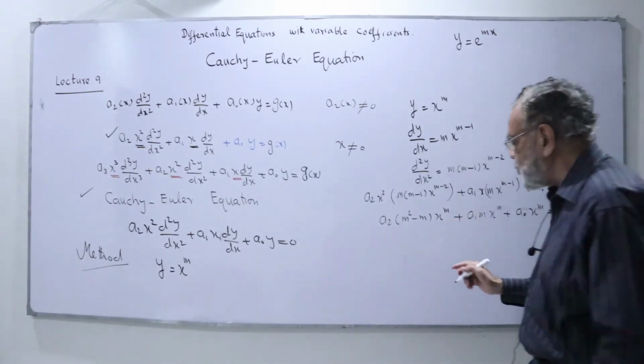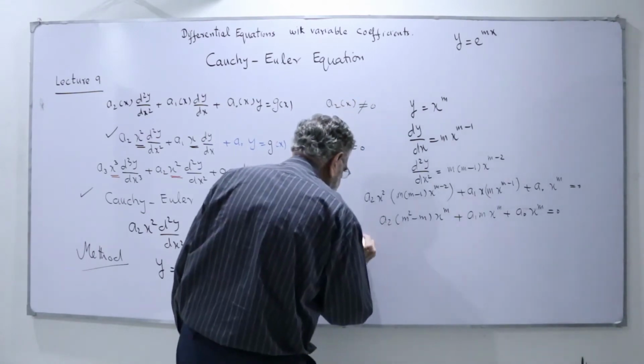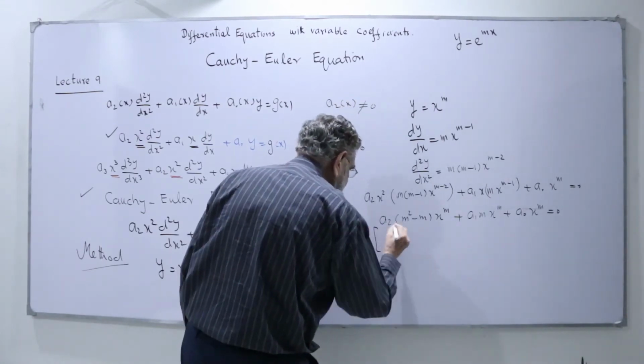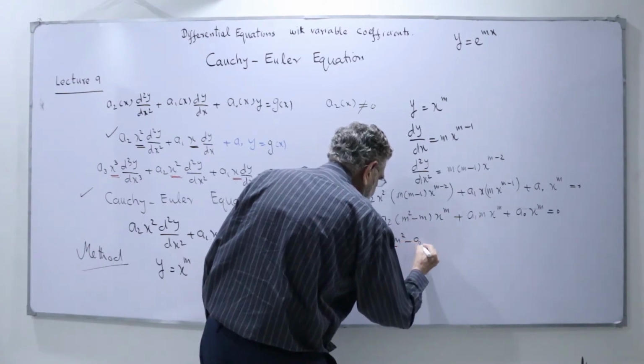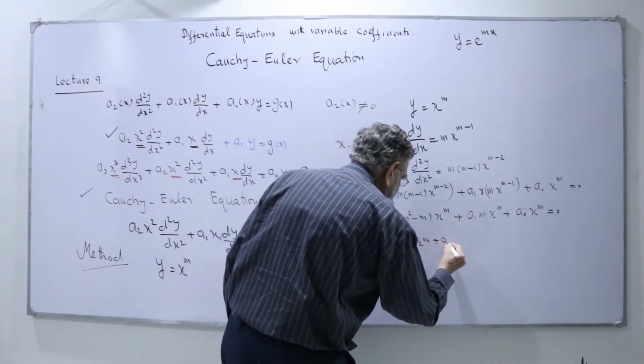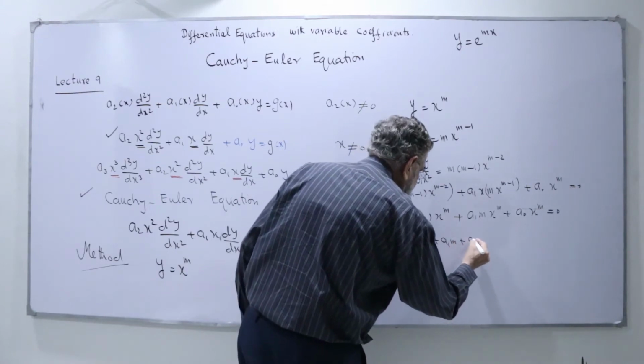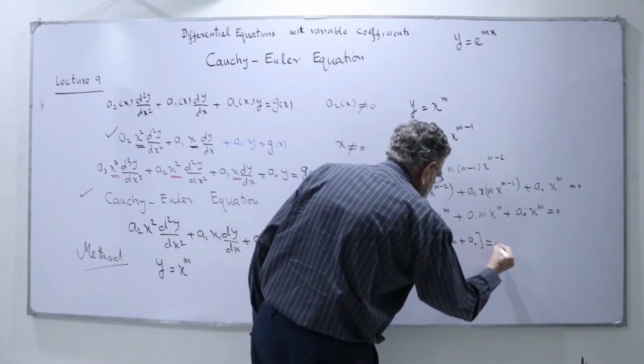So I take x to the power m common. So x to the power m is common. I'll get here a2 m square minus a2 m plus a1 m plus a0 is equal to 0.